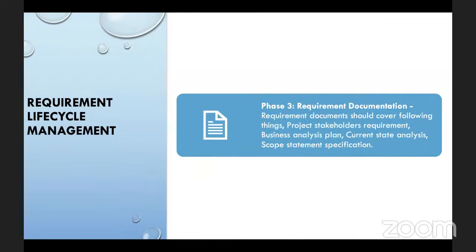And then phase 3, requirement documentation. A requirement document should cover the following things: project stakeholders, requirement business analysis plan, current state analysis, scope statement, specification. As you're talking to folks and validating the requirements, you also need to document. There are certain things that are very important for you to document. As a matter of fact, if you put a BRD together, and we will look at the BRD, for instance, a business requirement document.